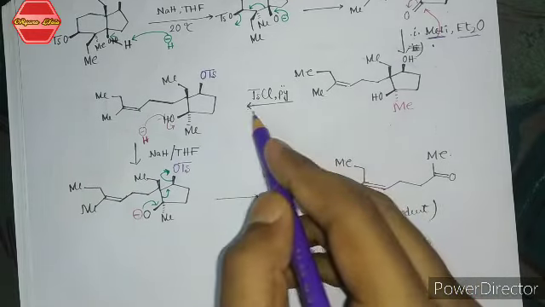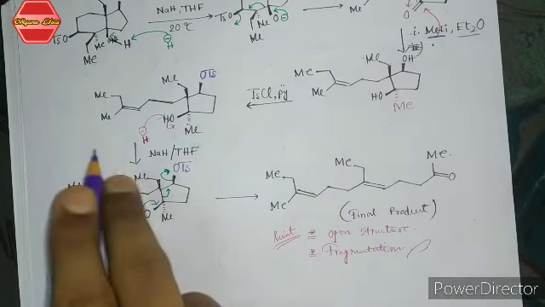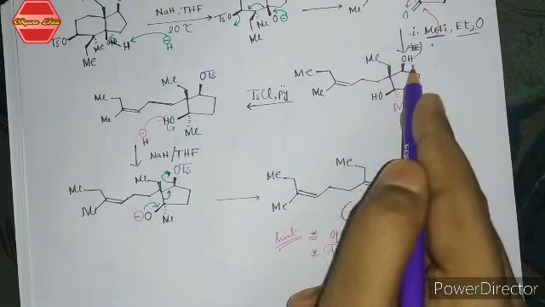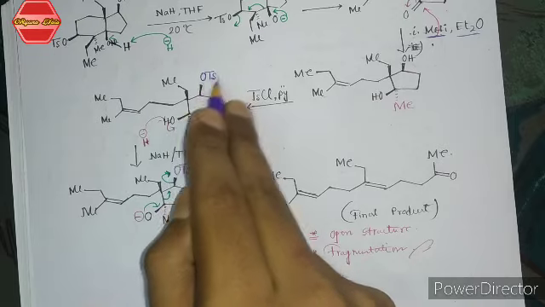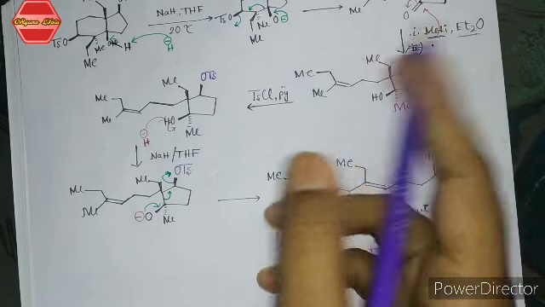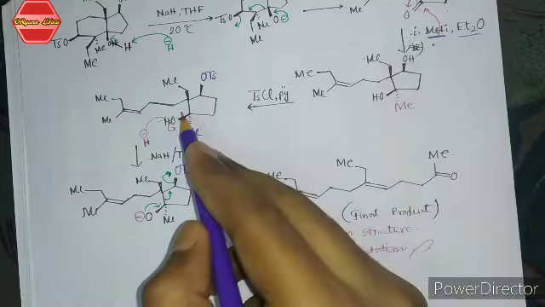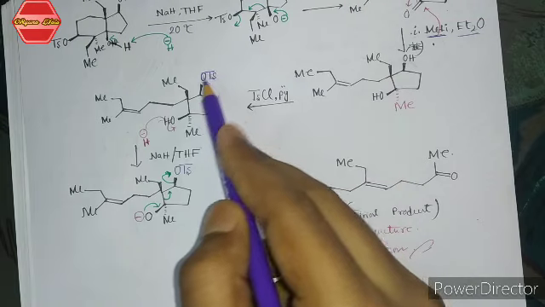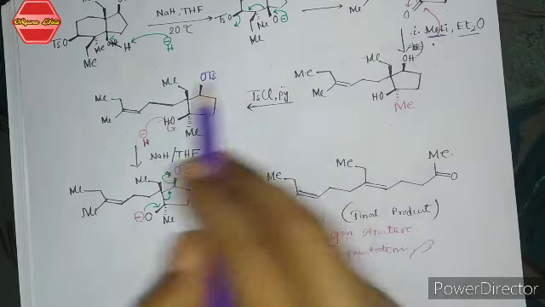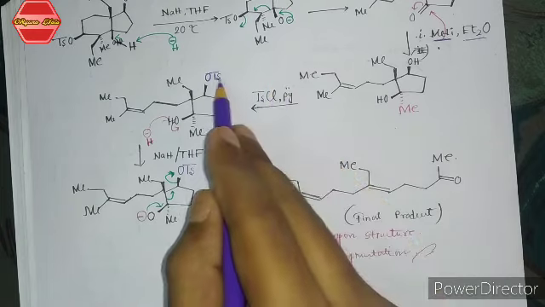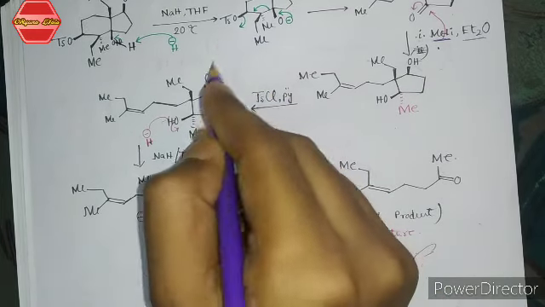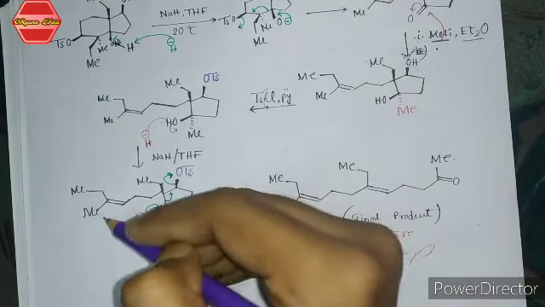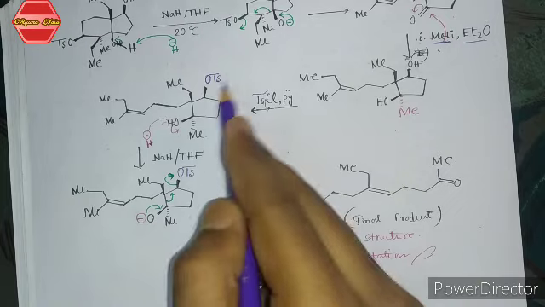Now we have tosyl chloride in the presence of pyridine. There are two OH groups here, and this OH is selectively converted to OTs, because it is free, while the other is a hindered position. So this one is free for attack by pyridine. Pyridine abstracts the proton, giving a negative charge, which attacks the tosyl group, and Cl leaves the system. That is how the OTs is formed.